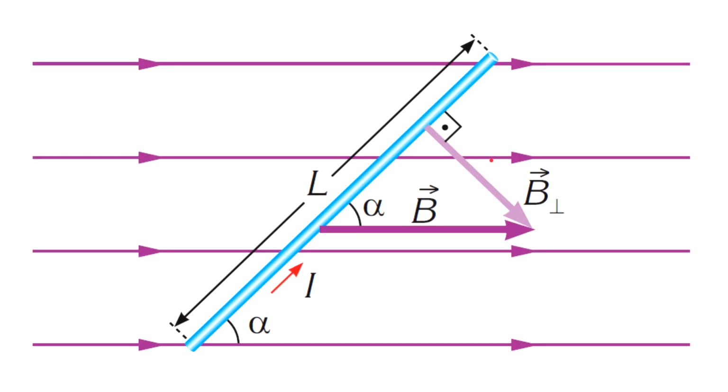But the force also depends on the angle between the wire and the magnetic field. This picture shows the variation of force with the angle. When the field lines and wire are parallel to each other, the wire experiences no force. The force is strongest when the wire is perpendicular to field lines. At other angles, the force is proportional to sine alpha.